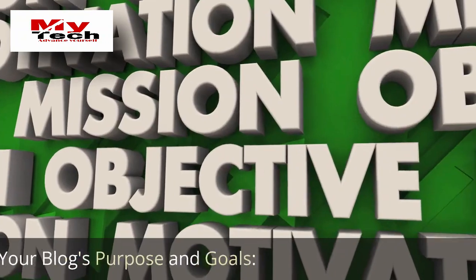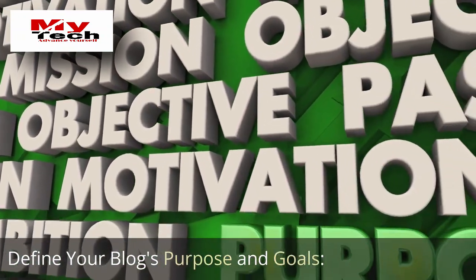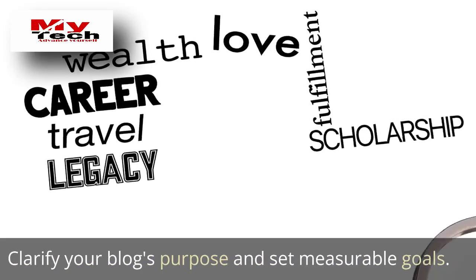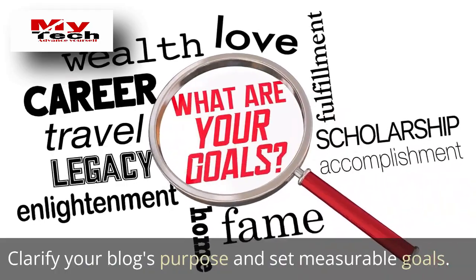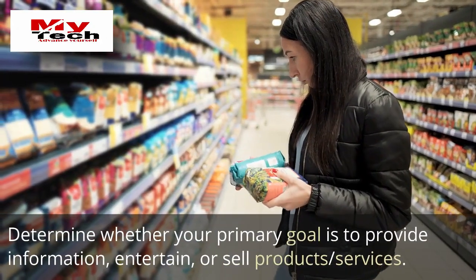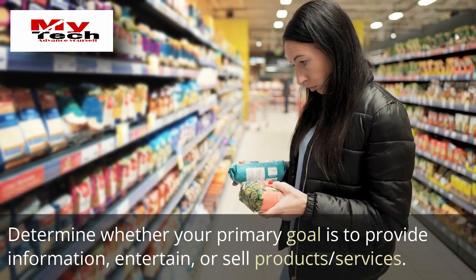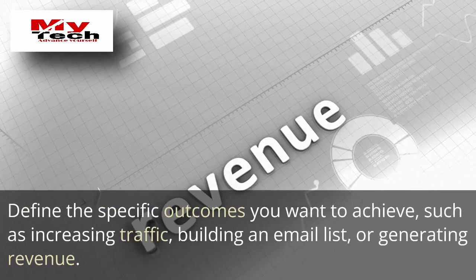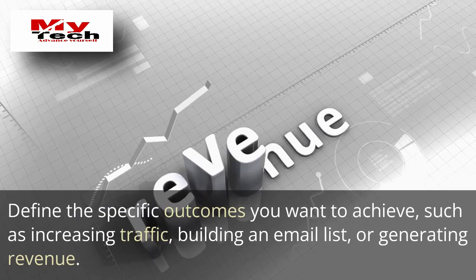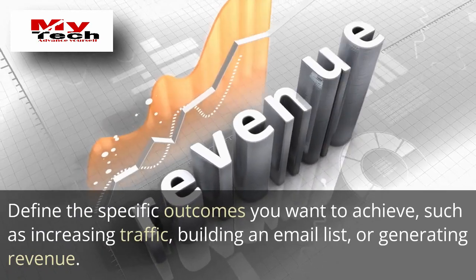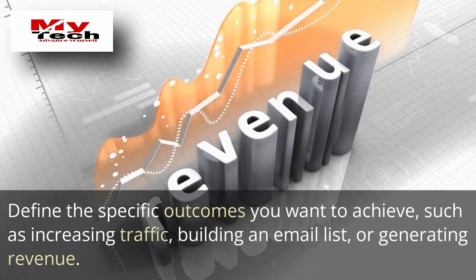2. Define your blog's purpose and goals. Clarify your blog's purpose and set measurable goals. Determine whether your primary goal is to provide information, entertain, or sell products or services. Define the specific outcomes you want to achieve, such as increasing traffic, building an email list, or generating revenue.